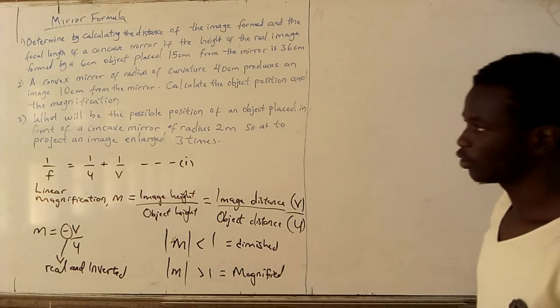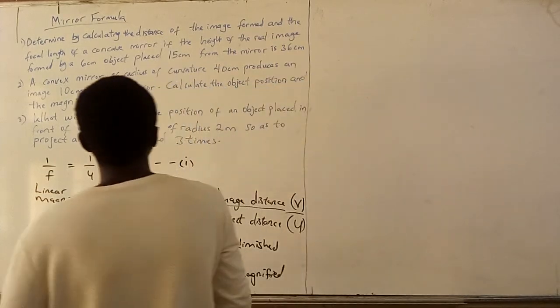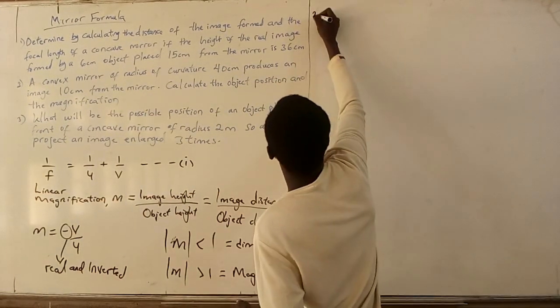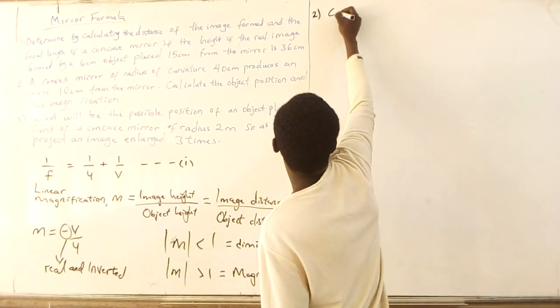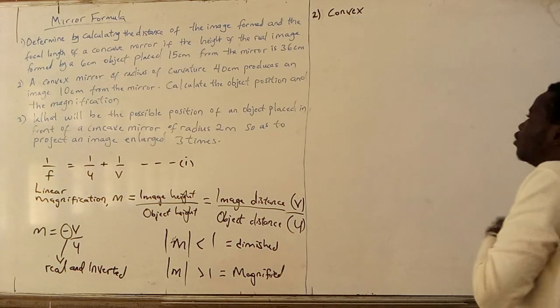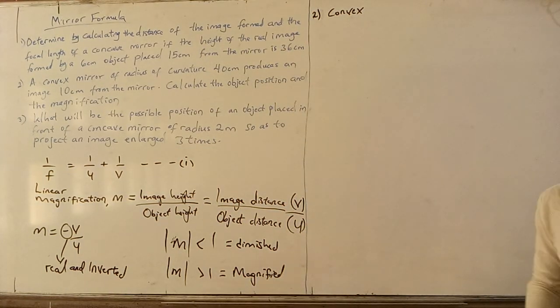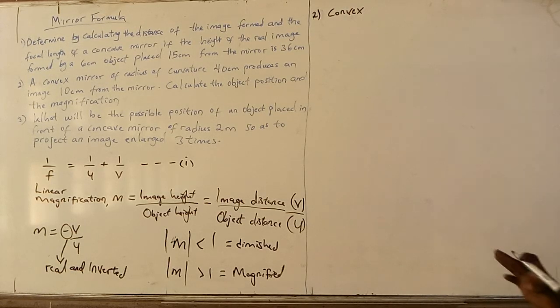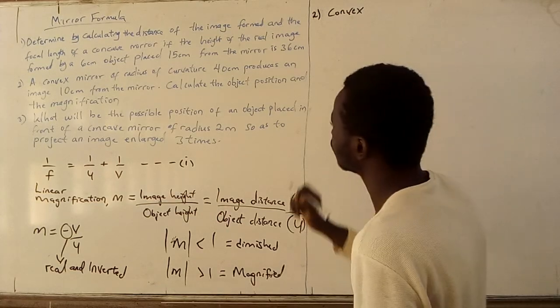So for the second question, a convex mirror of radius of curvature 40 centimeters. Here we are dealing with a convex mirror. For the real positive sign convention, whenever we have a convex mirror, the image formed is virtual, and the image distance is negative, as well as the focal length. Those are the properties we are going to use.